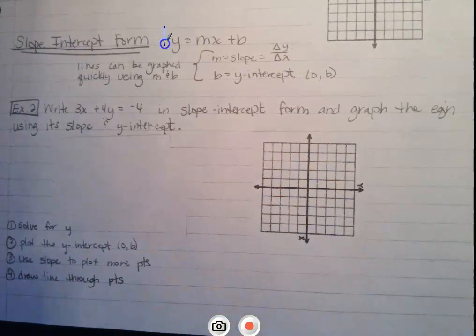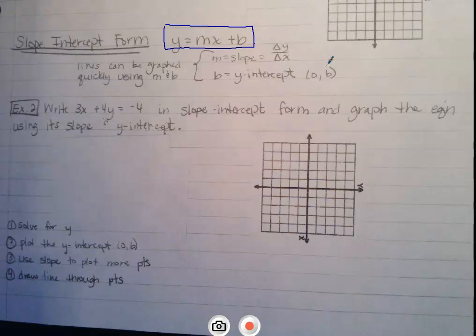Okay. So slope-intercept form is y equals mx plus b. So lines can be graphed quickly using the slope, which is m, and the y-intercept, which is b. So we've got a few reminders here. M is for slope, which stands for the change in y over the change in x. Do you know what I mean by the change? x2 minus x1, different things. And the b is our y-intercept, which is always going to be (0, whatever b value we get).